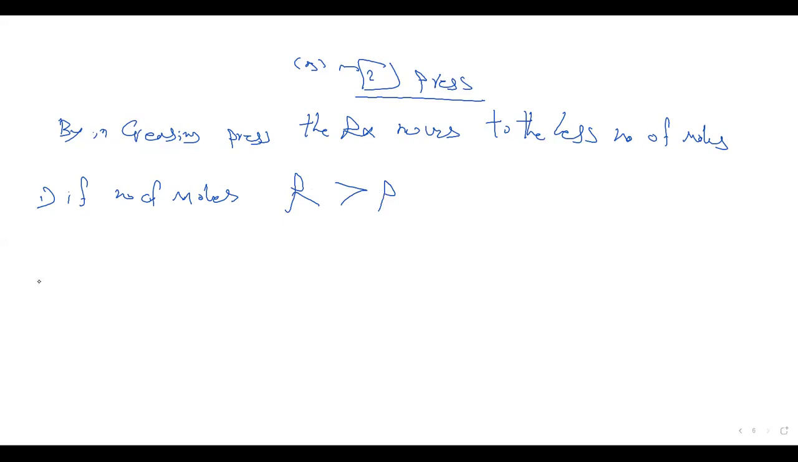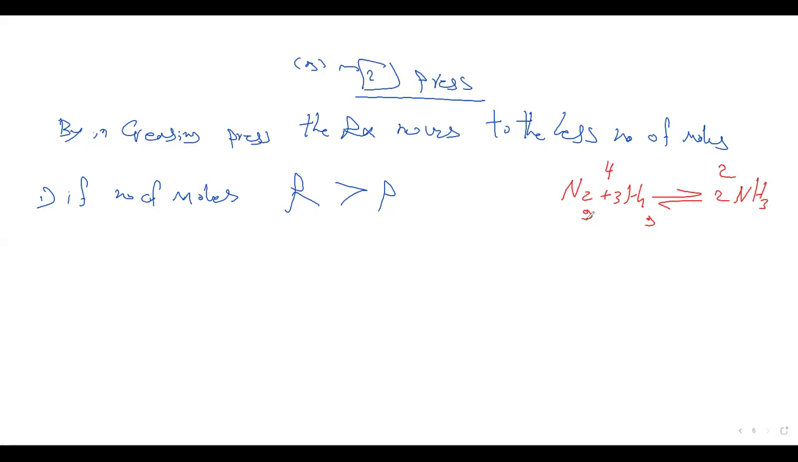Like, for example, if we have N2 plus 3H2 gives 2NH3. How many moles in reactants? The coefficients that we have, 3 and 1, 4. And we must make sure that all of them are gases. If we have solid or liquid, we didn't count. We count only the gases for pressure for a gas. So 4 and 2.